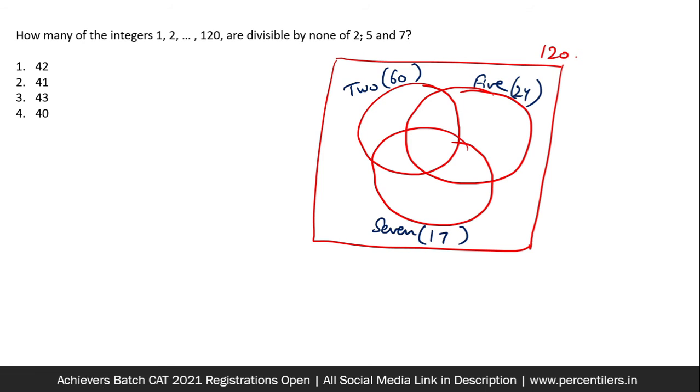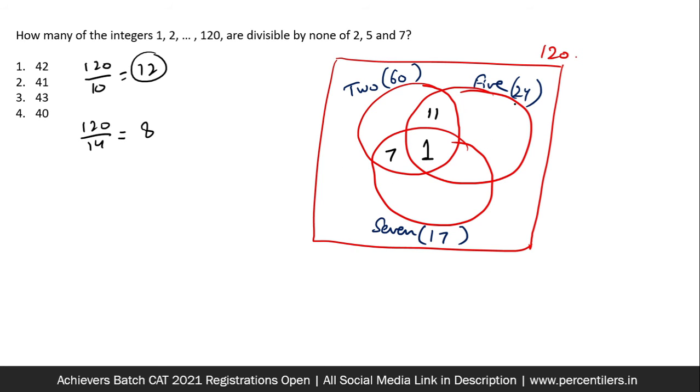Now how many numbers are divisible by all 2, 5 and 7? That is divisible by 70. There is only one such number which is divisible by 70. The numbers divisible by 2 and 5, that is the number divisible by 10, there are going to be 12 numbers. Out of 12, one is already placed, so 11 here. Similarly, how many numbers are divisible by 2 and 7, that means by 14? So we get 8. Out of 8, 1 is already mentioned here. So 7 have to be here.